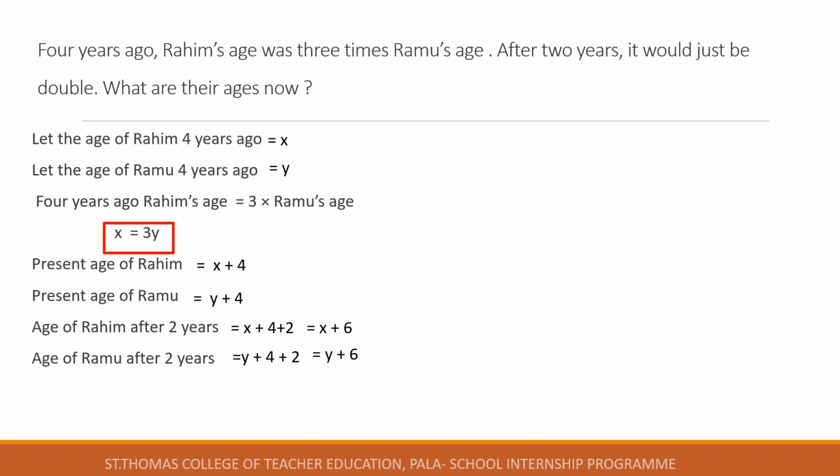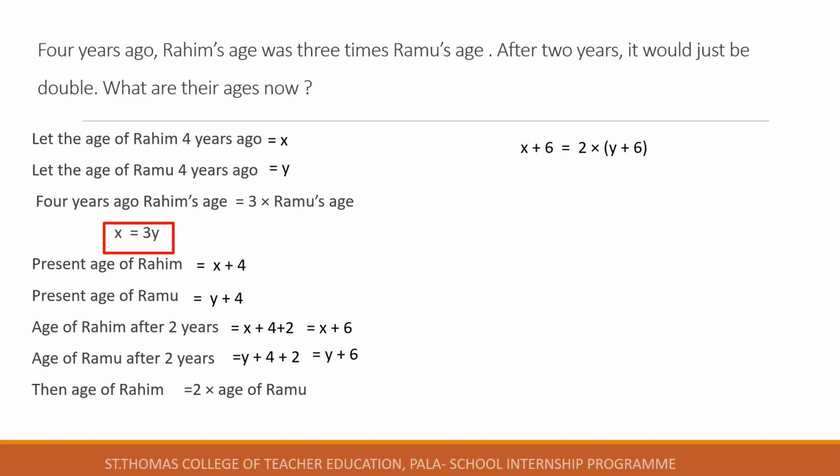And what is the relation then? Age of Rahim will be double that of Ramu, isn't it? That is, age of Rahim is 2 times, that is double, age of Ramu. Can you convert this in terms of x and y? Age of Rahim will be x plus 6, isn't it? And age of Ramu is y plus 6. Now tell me the equation. Good. x plus 6 equal to 2 into y plus 6.